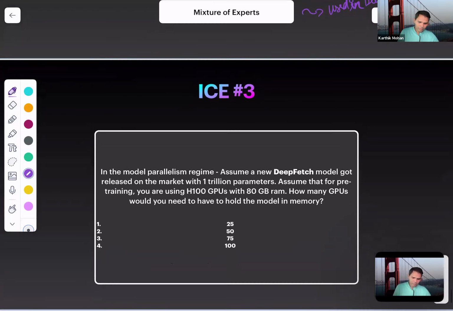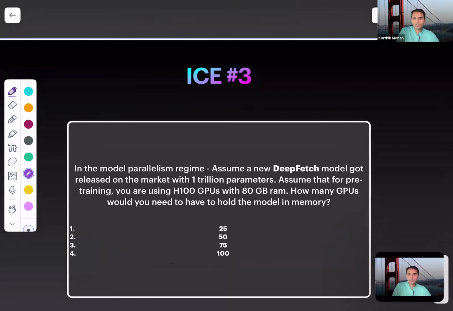Okay, so here's a question for you guys. Again, maybe take a minute or two to think about this. It is on model parallelism and understanding requirements. Looks like most of us got the answer. We will just go through it quickly.